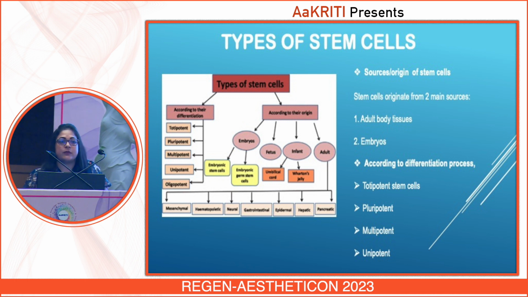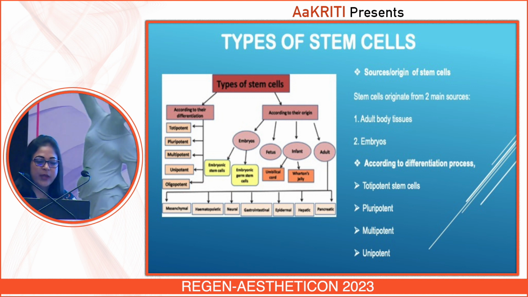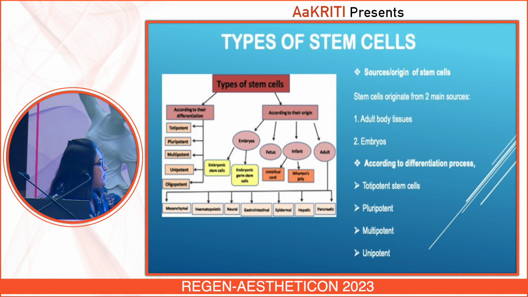What are the types of stem cells? It depends on their origin. Basically, we put them into adult stem cells or embryonic. And according to the differentiation process, we use four different terms: totipotent, pluripotent, multipotent, and unipotent. Starting with the embryos, we have embryonic stem cells, fetal stem cells, and infant stem cells, that is, from Wharton's jelly, and adult stem cells from all tissues.